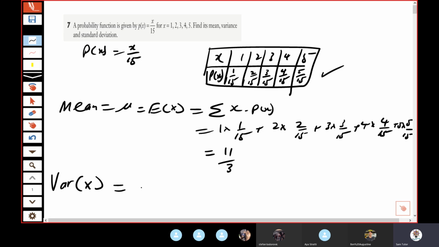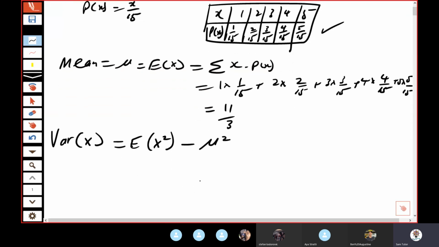Variance of x. There's a few formulas. Which one shall we do? We shall do the expectation of x squared minus mu squared. But there's a few of them, just so you know. And you can do either one, it shouldn't make a difference.